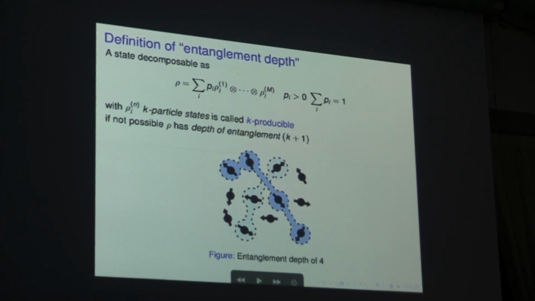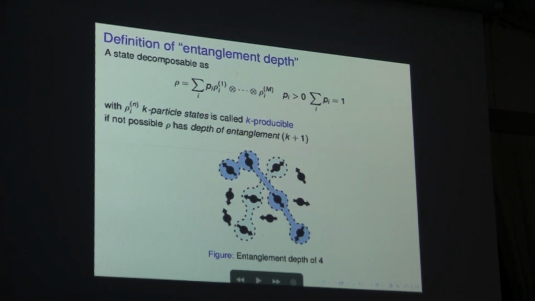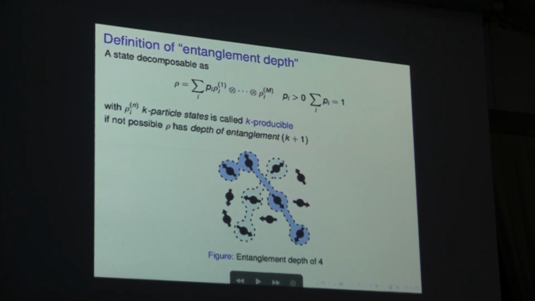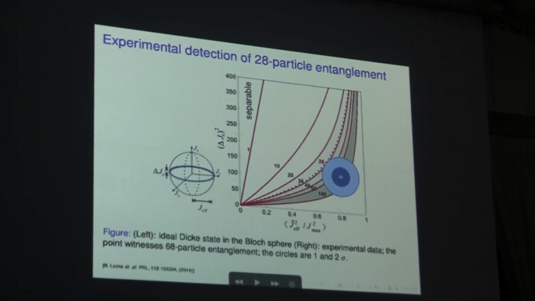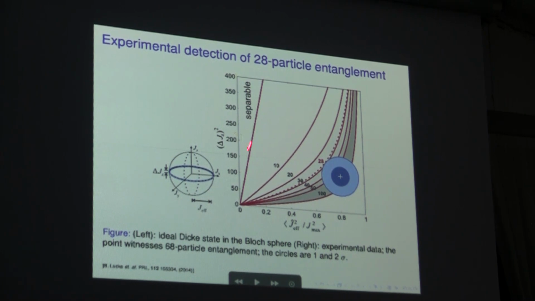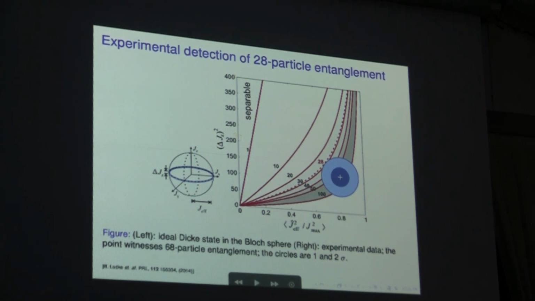And the concept of entanglement depth is this: a state has depth K plus 1 if it is K plus 1 producible but not K producible. It's like a hierarchy now. So this is one way to quantify entanglement, and with the same reasoning, instead of only one threshold, you have many thresholds depending on the depth of entanglement. Other than that, the reasoning is the same.